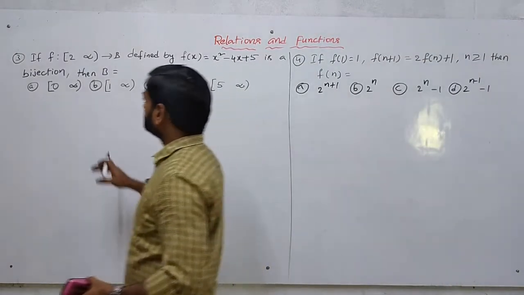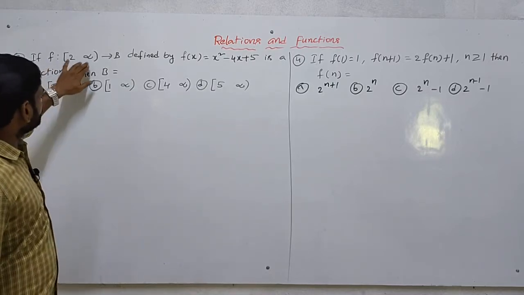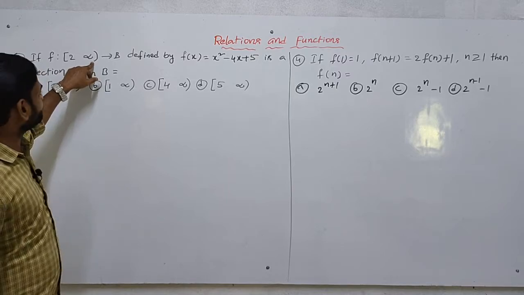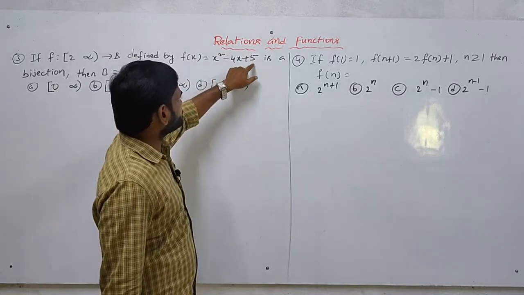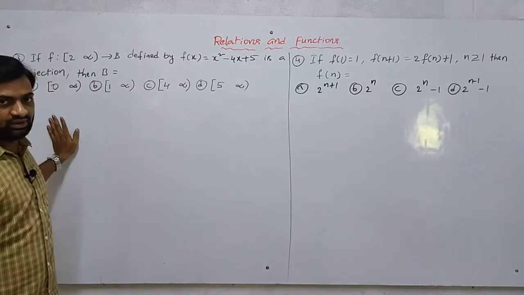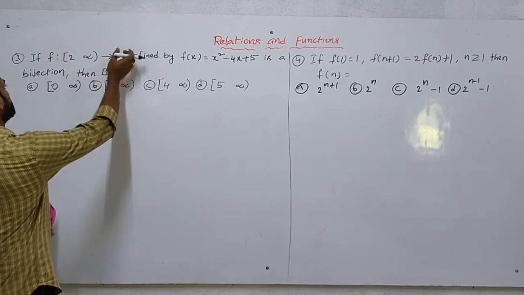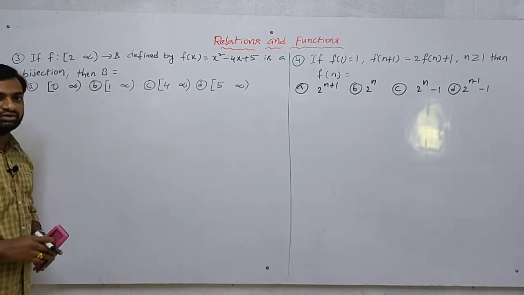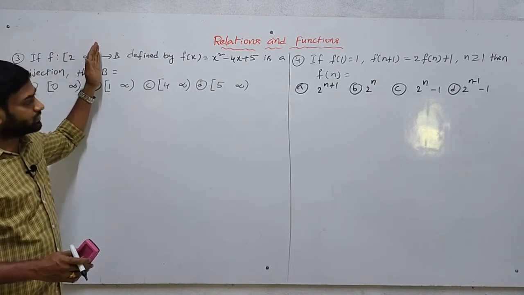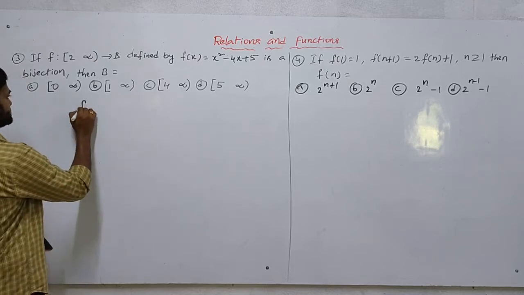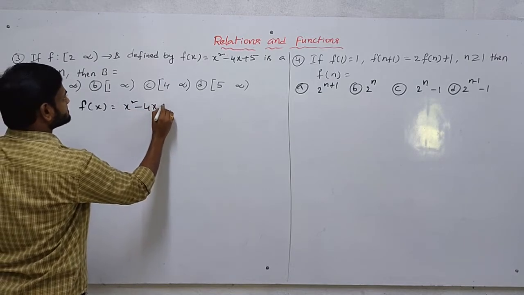See the next problem. If f from [2, infinity) to B defined by f of x equal to x square minus 4x plus 5 is a bijection, then B equal to? Here the starting value is 2 and the ending value is infinity. The function is f of x equal to x square minus 4x plus 5.